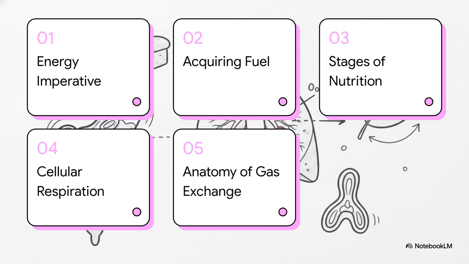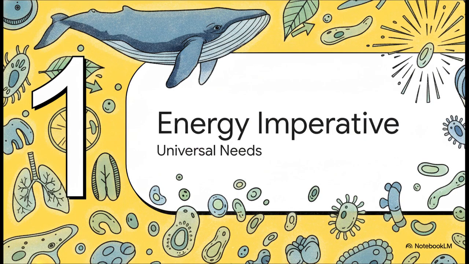To answer that big question, here's our roadmap. These are the 5 major flashcard categories you need for the exam. 1. The universal energy imperative. 2. Acquiring fuel across species. 3. The 5 stages of nutrition. 4. Unlocking energy with cellular respiration. And finally, 5. The anatomy of gas exchange. Let's get to it. Starting right off with Section 1, the universal energy imperative.